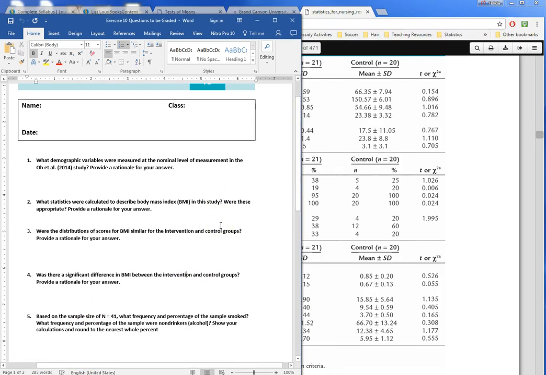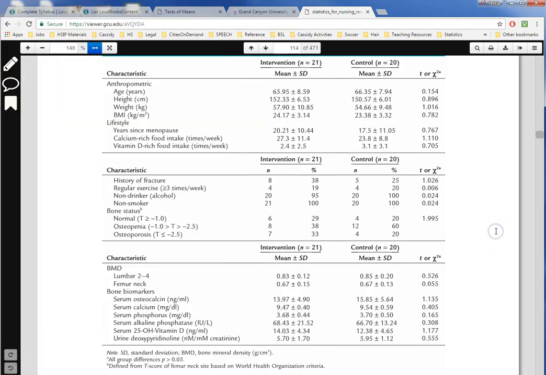So the second question says, what statistics were calculated to describe body mass index in this study? And it wants you to apply, were those appropriate? So let me look back at the study, and they have body mass index. What statistics were calculated for body mass index? So here I'm reporting a mean for my intervention and my control group. Body mass index would be calculated by taking into account height and weight. And I have a mean being reported.